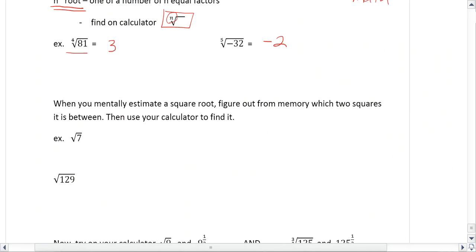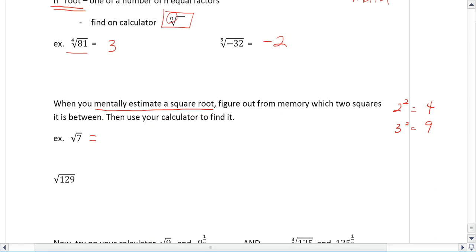The next skill we're going to discuss is pretty handy to have, and it's mentally estimating square roots. And this is why I want you to know the perfect squares up to 15 times 15 is 225, because then you can look at numbers and you can sort of figure out which 2 perfect squares they're in between. Now this one's kind of easy, because you know that 2 times 2 is 4, and 3 times 3 is 9, and so this estimation, the square root of 7, is going to be in between 2 and 3.